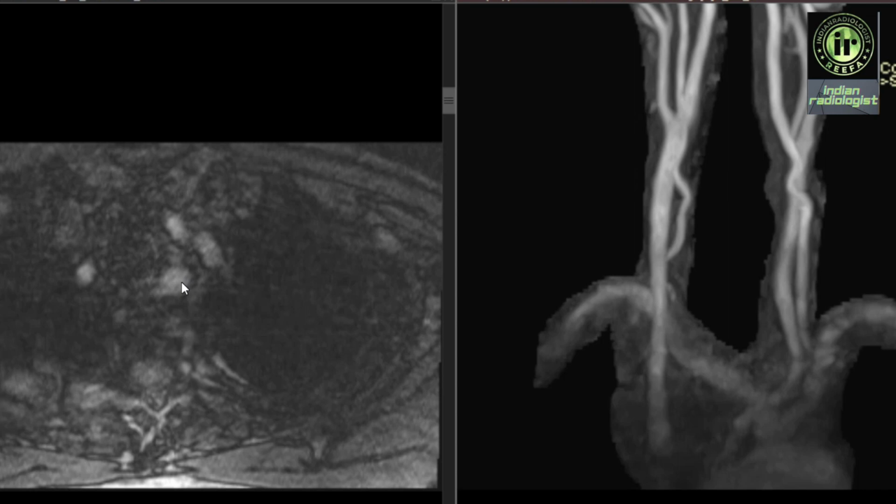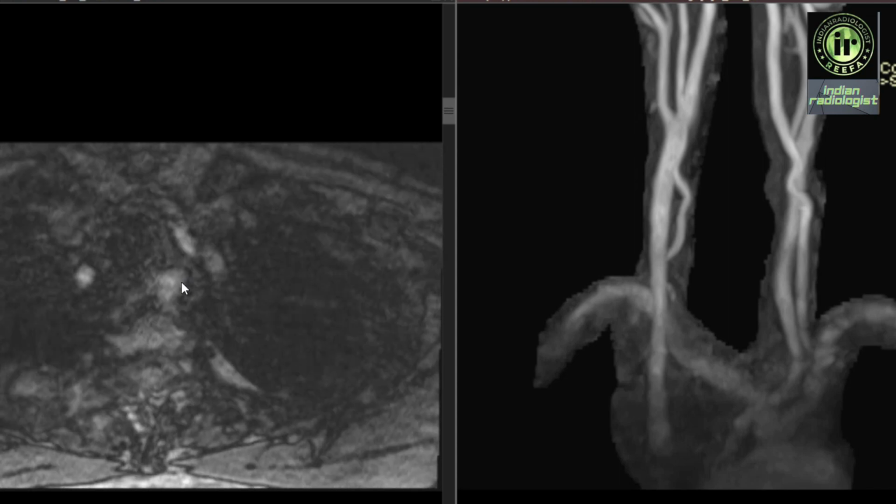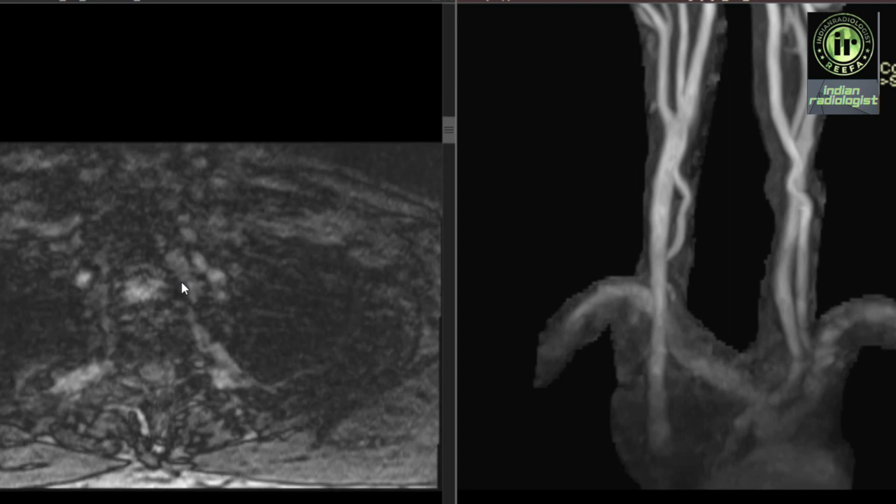It then reaches the right side by coursing either posterior to the esophagus, or between the trachea and esophagus, or anterior to the trachea. We have here a mid-coronal image of the same patient, and we can identify the right subclavian artery which is arising directly from the aortic arch and then coursing towards the right.